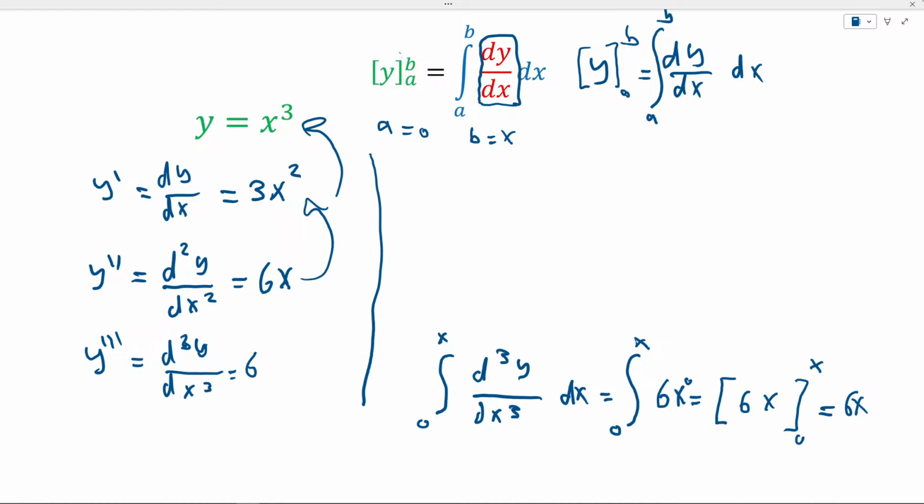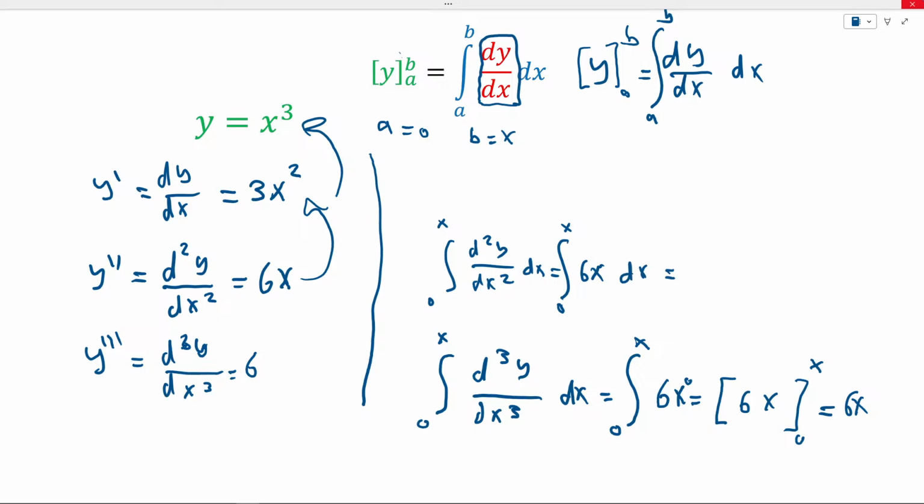Now let's do it one more time. So here I'm integrating from 0 to x, and I'm integrating this guy. So now this guy is my second derivative. Yeah. I'm integrating my second derivative, d²y over dx². And that is equal to, I just substitute this here from 0 to x. That would be 6x. Sorry, here I forgot to add something, dx. That's 6x dx.